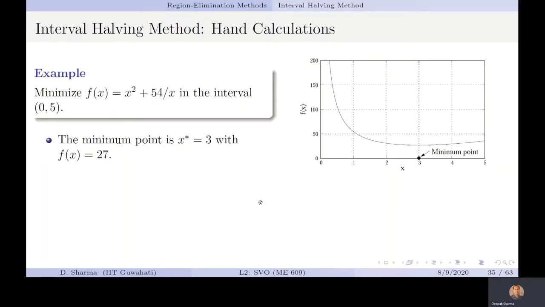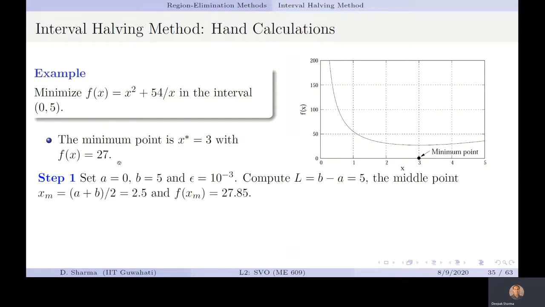Let us see how this method works with the same problem which we are solving: minimizing the function between the range 0 to 5, where the minima is at 3 and the function value at the minima is 27. You remember that the first step is we have to set a and b as 0 and 5, and the epsilon value.